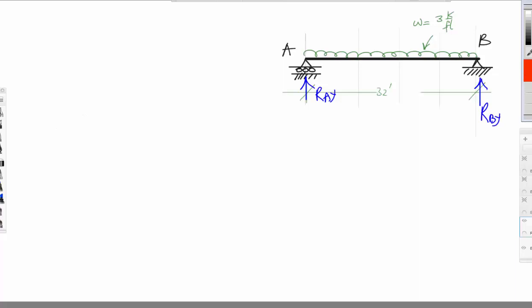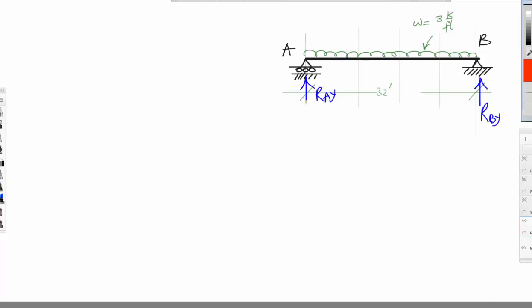In this session we'll do an example of uniform distributed load. This is the uniform distributed load, simply supported beam, and the uniform load is 3 kip per foot. So first of all, again, we need to calculate the reactions.